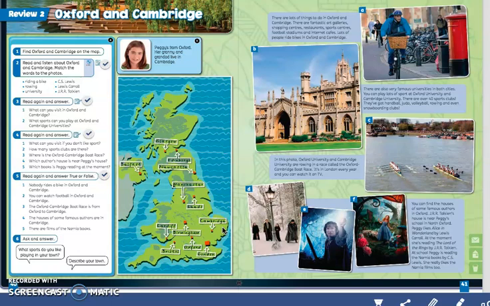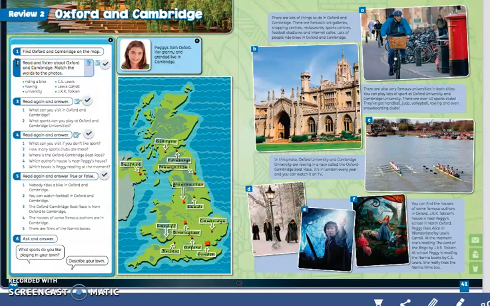So now it's time to pick up your notebook. Write the date on the top. The title will be Review 2 and Oxford and Cambridge. You have here the title, so copy this in your notebook and then copy activity 2.